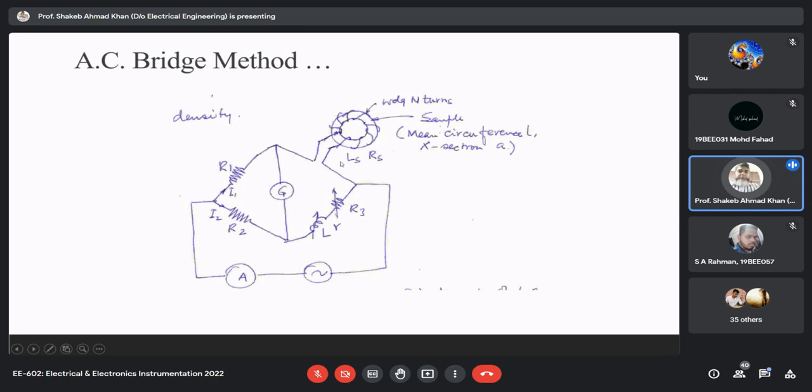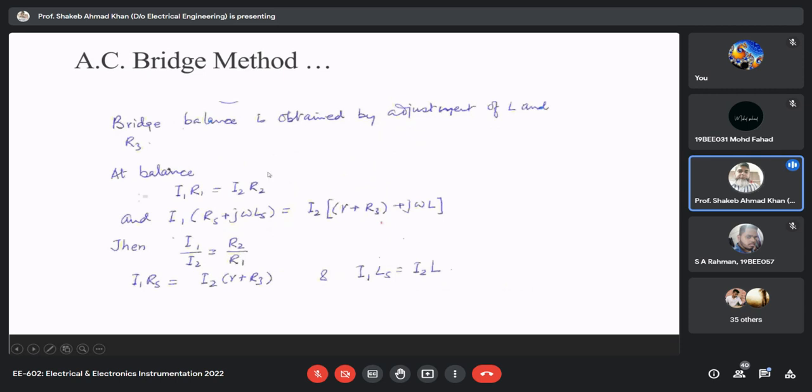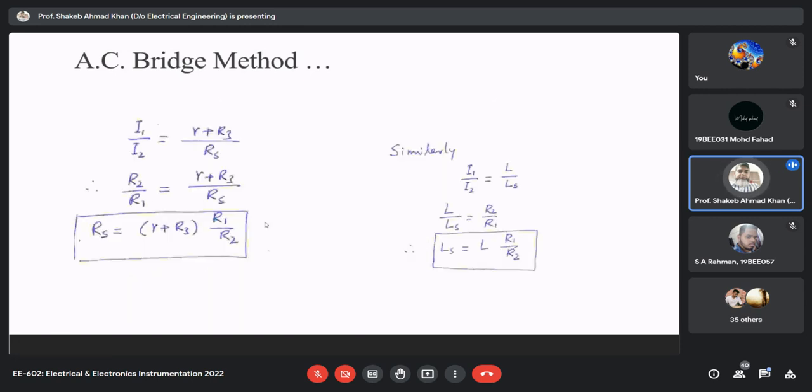And this sample will obviously have inductance as well as resistance. The number of turns and its cross-sectional area are known, and you balance the bridge. Then, with the bridge balancing equations, you can find out the sample inductance and sample resistance. This is what I have done, the bridge balance equation, which you are already familiar with. So you are able to find these two equations. One equation gives you the resistance of the sample, and the other gives you the inductance of the sample.